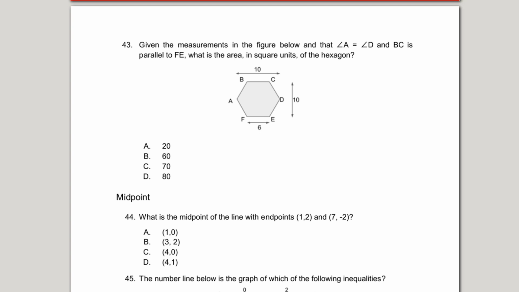So I'm going to look at how this figure is made up. Are there other figures inside this figure that I do know the area of, and then maybe I can group them together to figure out the total area? Because we know that angle A is equal to angle D and B and C are parallel, what about if we cut this figure in half? And I'm going to look at this top half over here. It looks like I have something that looks like this that we just worked on, a trapezoid.